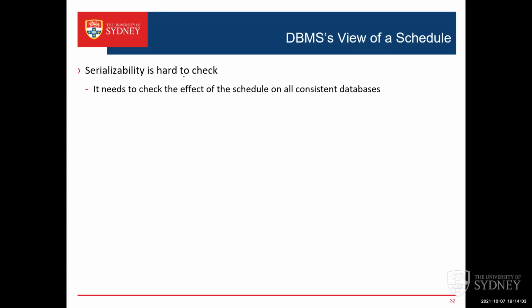Serializability is very hard to check. We need to check with all the consistent states that we can think of. That means factorial n. Okay, we're definitely not going to do that. So we want to analyze the schedule without executing them, without checking one by one whether the output is equal. How can we do that?